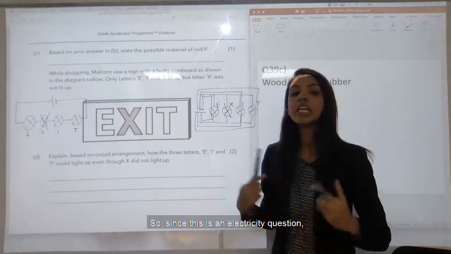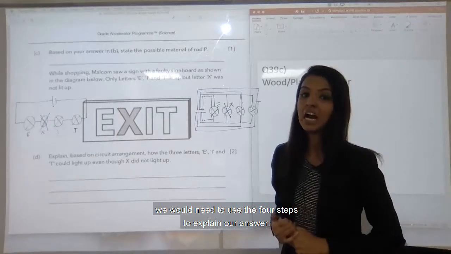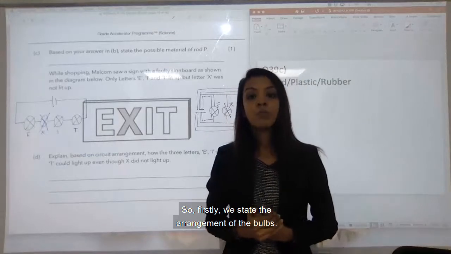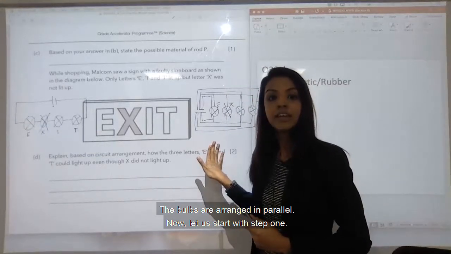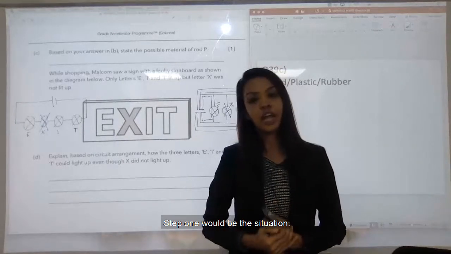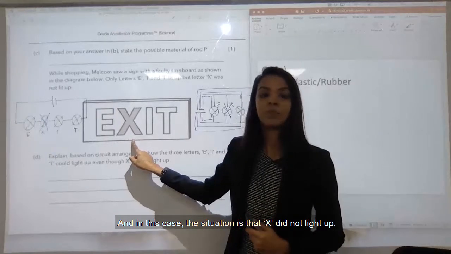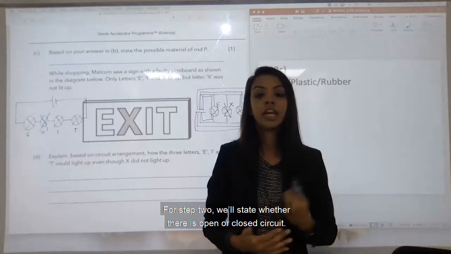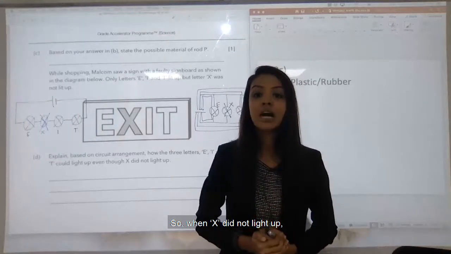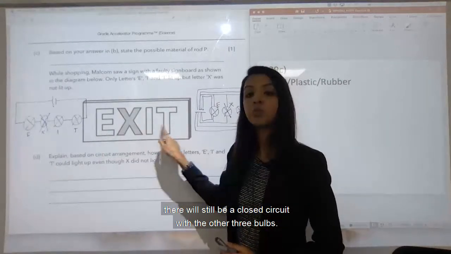So since this is an electricity question, we would need to use the 4 steps to explain our answer. So firstly, we state the arrangement of the bulbs. The bulbs are arranged in parallel. Now let's start with step 1. Step 1 would be the situation, and in this case, the situation is that X did not light up. For step 2, we'll state whether there is an open or closed circuit. So when X did not light up, there will still be a closed circuit with the other 3 bulbs.